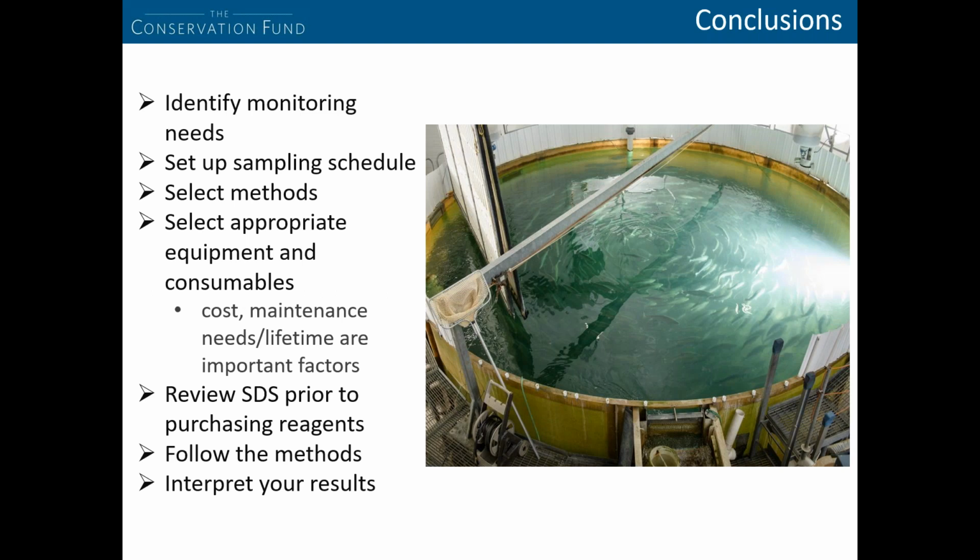So here's a quick checklist to keep in mind when developing your water quality monitoring program. The first step is to identify your monitoring needs. So what exactly do you need to monitor and how often should you be monitoring it? You want to set up a sampling schedule that's feasible, select your methods and the appropriate equipment and consumables, and then you want to be sure to consider cost, maintenance needs, and the lifetime of expensive equipment before purchasing. So do your research and find out what works for you.